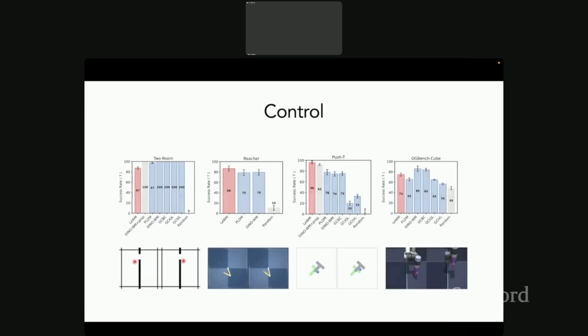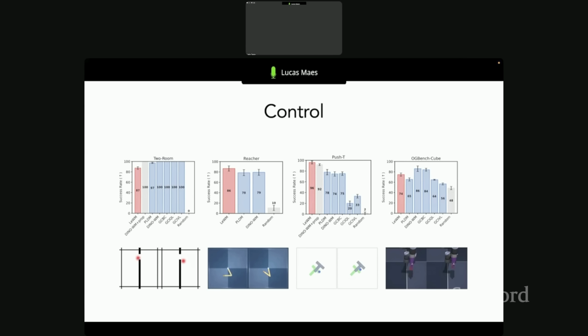Okay, so I can show you some results. You can see that we consider 4 tasks. The first one on the left is called Two-Room. It's a simple 2D navigation task where you need to move from one side of a room to the other by passing through a door.